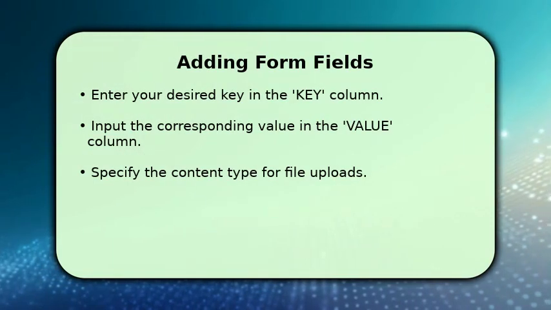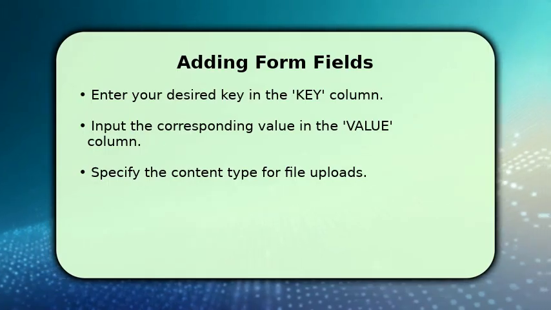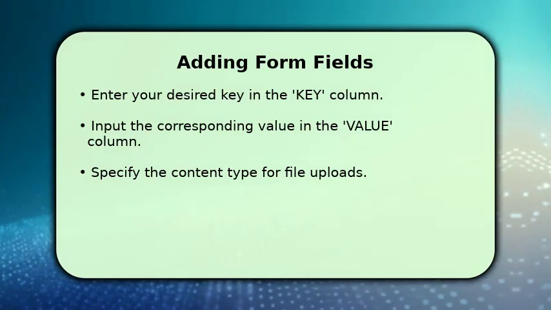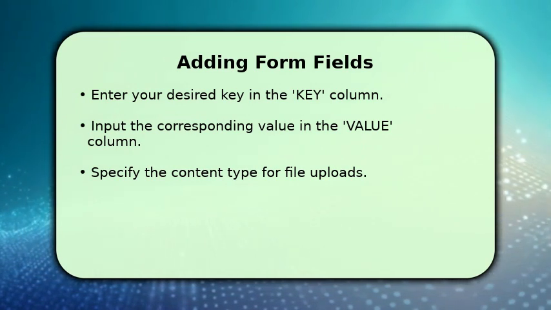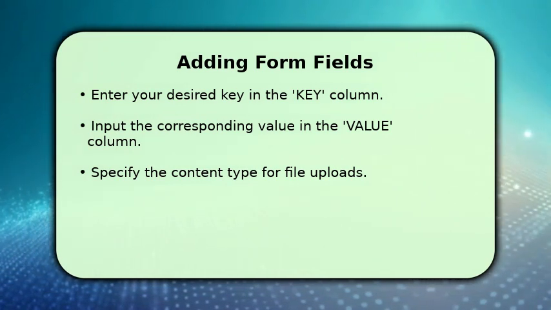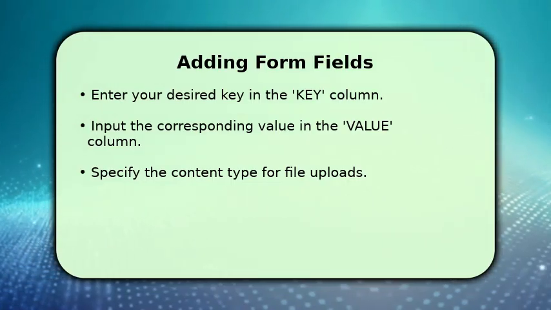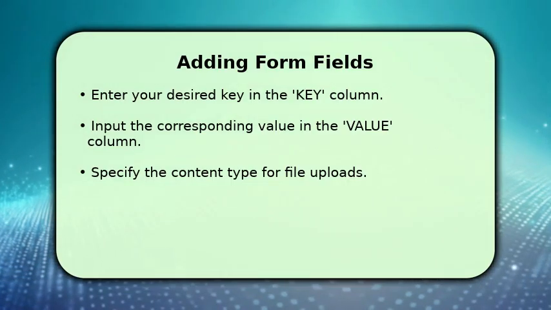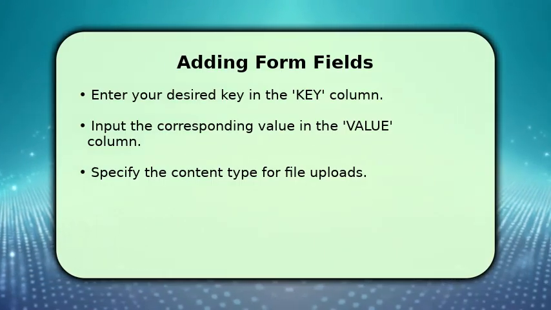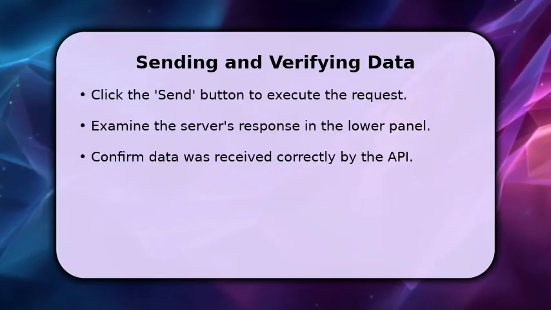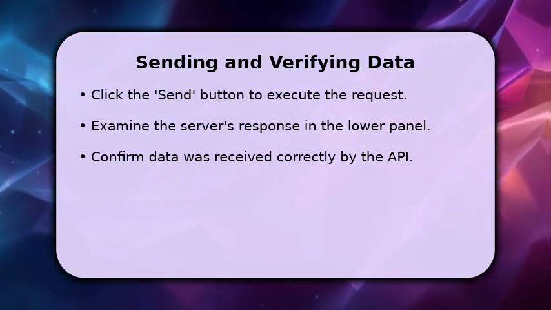Now you can start adding your form fields. In the KEY column, type the name of your data field, such as username or email. Then, in the adjacent value column, enter the actual data you wish to send for that key. For example, if your key is username, the value might be John Doe. If you are uploading a file, Postman provides an option to select a file directly, automatically handling the content type for you. Once all your form fields are entered, click the Send button, typically located in the upper right corner.